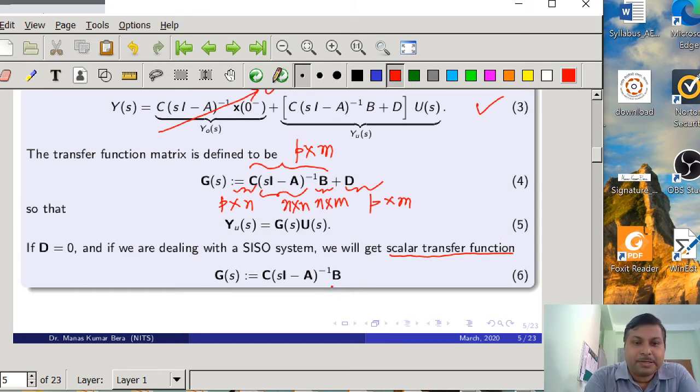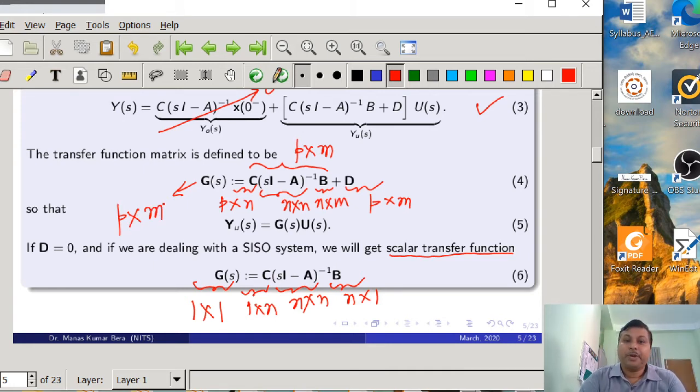So for a SISO system, what will be the dimension of B? Definitely it is n cross 1, that is a column vector. (sI minus A) inverse is n by n, and the dimension of C is a row vector, 1 by n. So if you multiply all these quantities, the G(s) you get will have dimension 1 by 1, which in the case of a MIMO system will be of dimension p cross m. Okay, so now you have to remember this formula to compute the transfer function G(s), that is equal to C into (sI minus A) inverse into B.